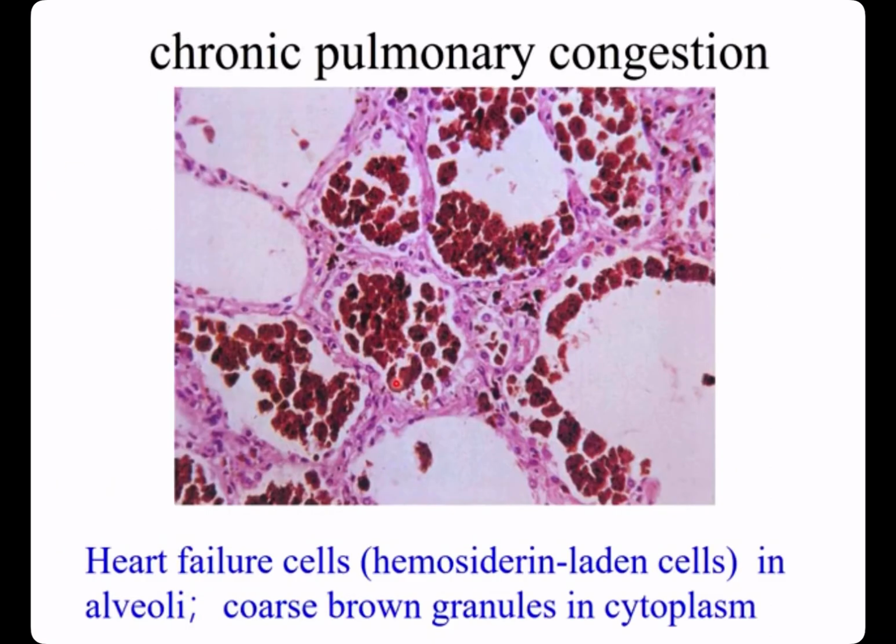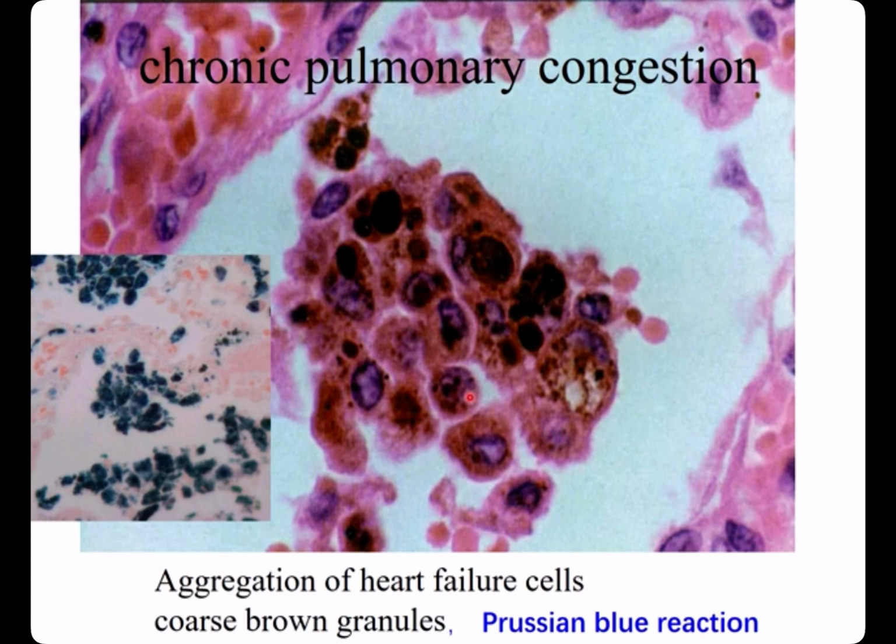The most important feature for this slide is the presence of heart failure cells in the alveoli. The heart failure cells are also called hemosiderin-laden cells. There are many coarse brown granules located in the cytoplasm. Here shows aggregation of heart failure cells in alveoli. Brown granules in cytoplasm can be dyed blue by Prussian blue reaction.